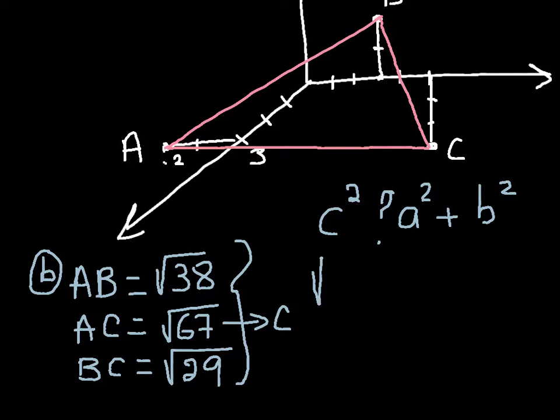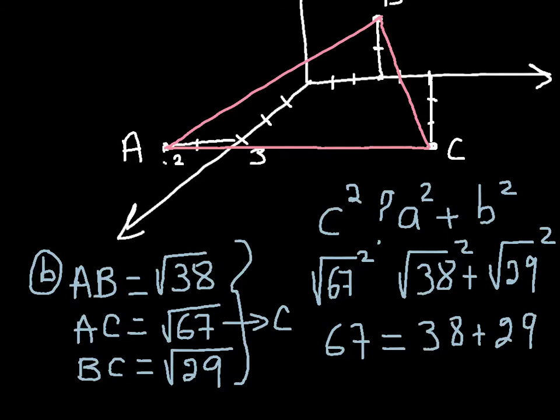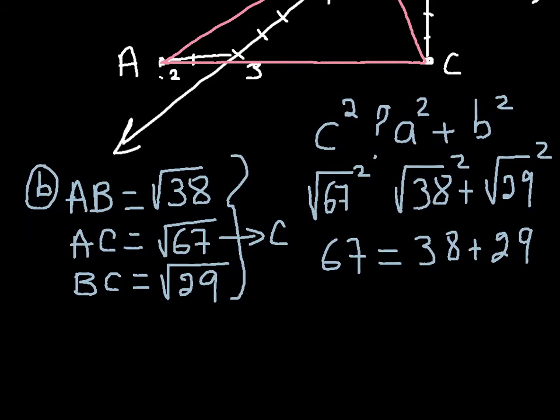In this case, when you compare square root of 67 squared to square root of 38 squared plus square root of 29 squared, you will find that those quantities are the same. 67 does equal 38 plus 29. Since it is equal, this triangle is a right triangle. And that would be part B. We got the triangle to be a right triangle.